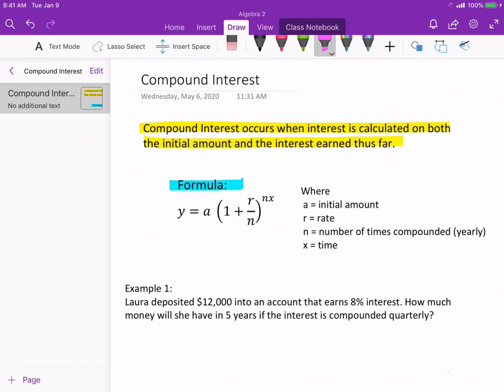Y is equal to A times the quantity of 1 plus R divided by N, and then all of that raised to the power of N times X. So this one, if you think back to the exponential growth and decay word problems we were working with, the formula looks very similar. However, we do have some new and added variables in our equation. We're going to talk about what those variables are in a second.